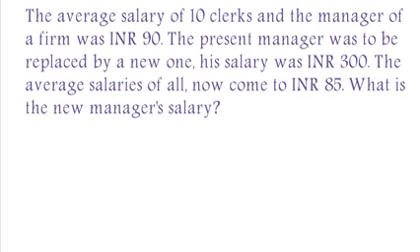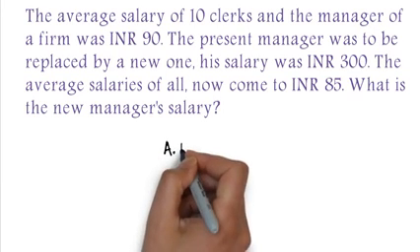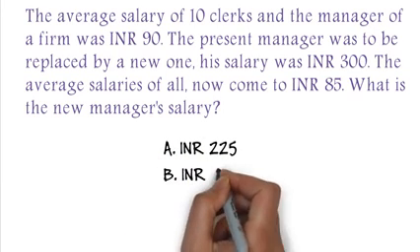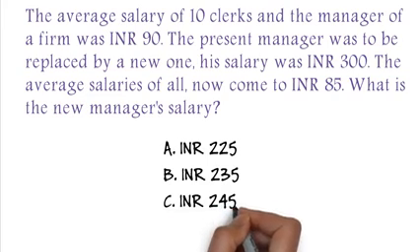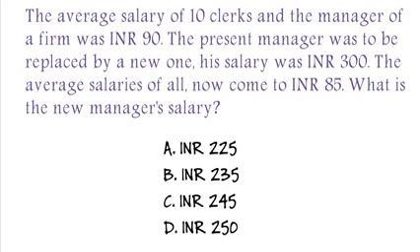So there are 10 clerks and there is a manager, and the average salary of all of them was 90 rupees. Okay, and now the present manager, his salary is given and he was replaced by a new one, and now the average salary becomes 85 rupees. We have to find out what is the new manager's salary. Let's see the options. It is 225 Indian rupees, 235 Indian rupees, 245 Indian rupees, and 250 Indian rupees. Okay, now let's see how to solve this question.